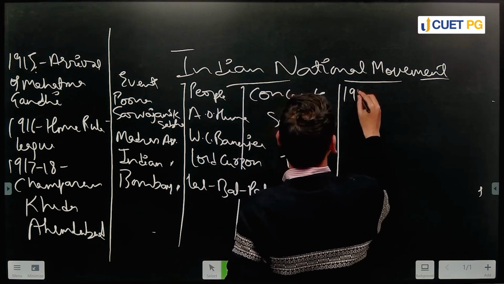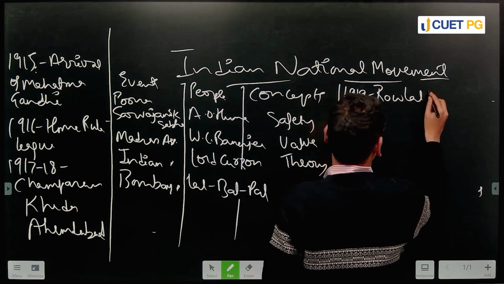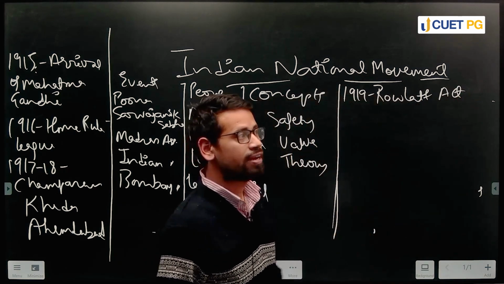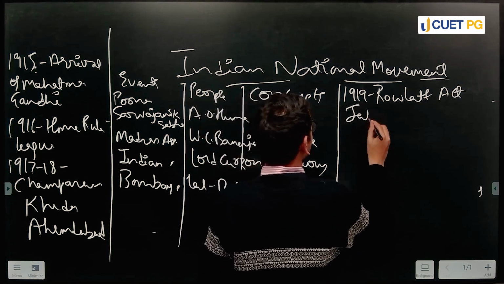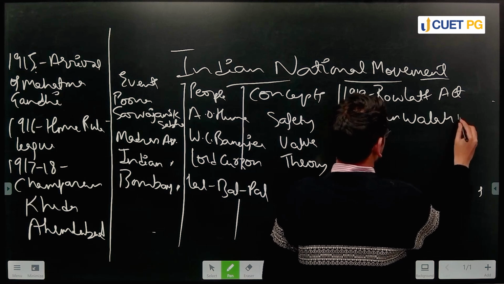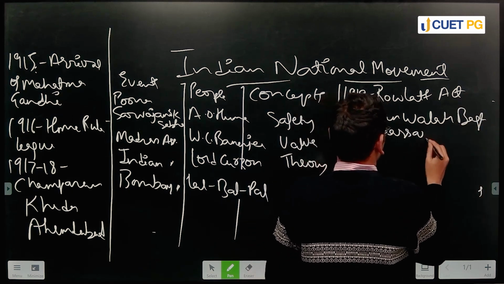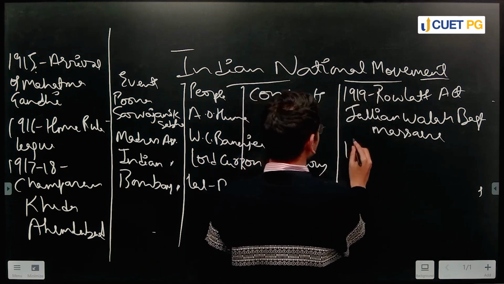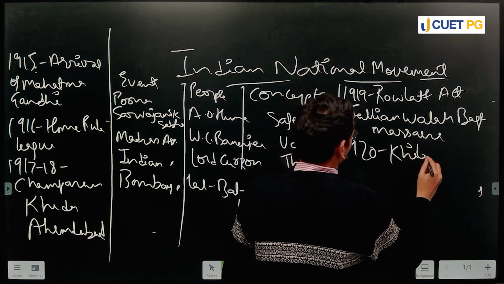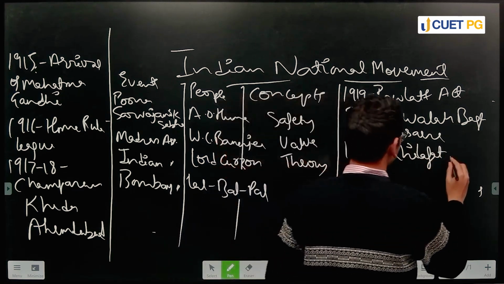1919, Rowlatt Act. The same year, 6th April 1919, Jallianwala Bagh massacre. 1920, Khilafat movement in opposition to the deposition of the Khalifa after the First World War.